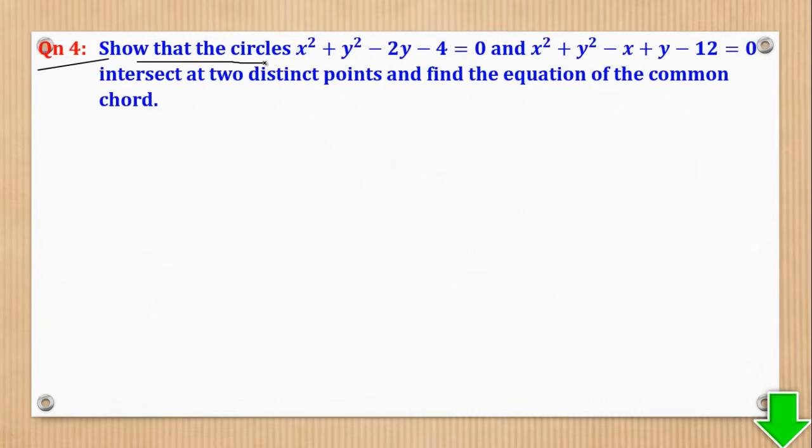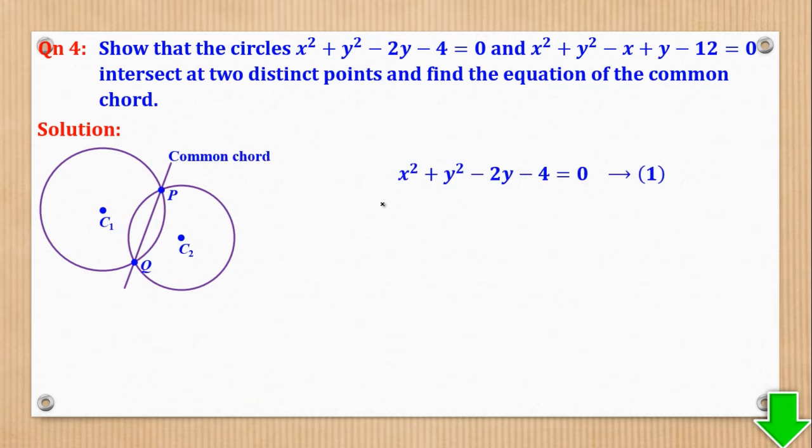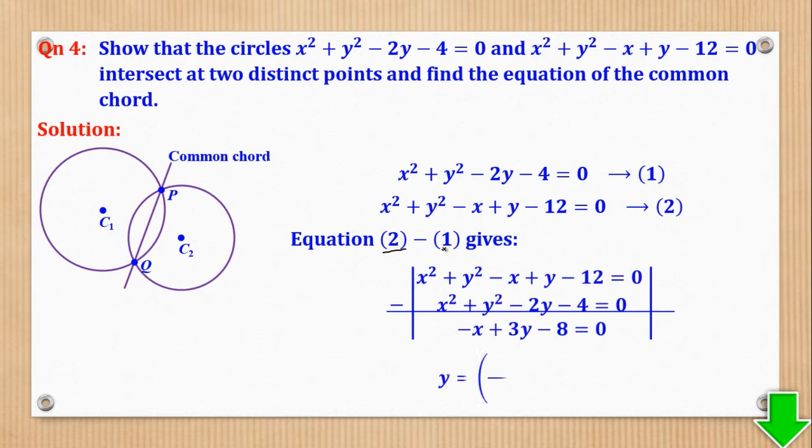Then question 4 says, show that the circles this and this intersect at 2 distinct points and find the equation of the common chord. So we shall need a sketch that is circle 1, and this will be circle 2. And now this will be the common chord. So I shall first write those two circles, this and that. So when I solve them simultaneously, I'll say equation 2 minus equation 1 to come up with that. When I make y the subject, I'll come up with equation 3.